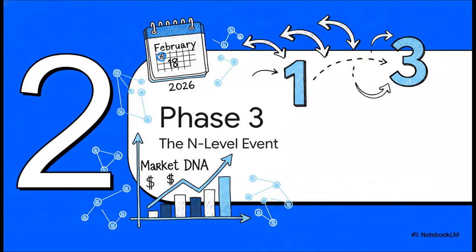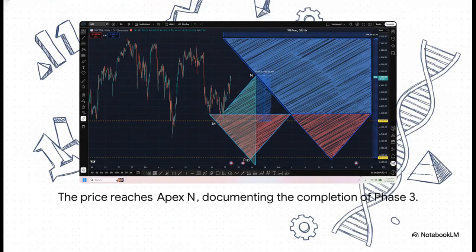And, surprise, we jumped right over phase 2. The very next documented event is actually phase 3. This happened on February 18th, 2026, just a day later. So let's take a look at what went down. And here's the chart that shows it happening. You can see the price moved up and made contact with that apex N level. According to the source material, that event marks the completion of phase 3.